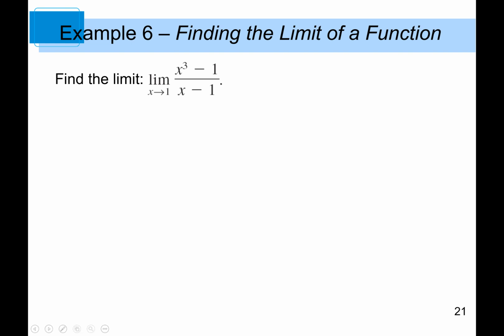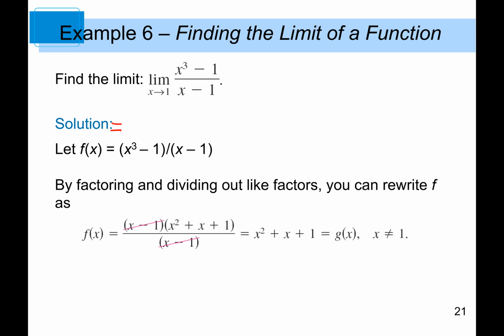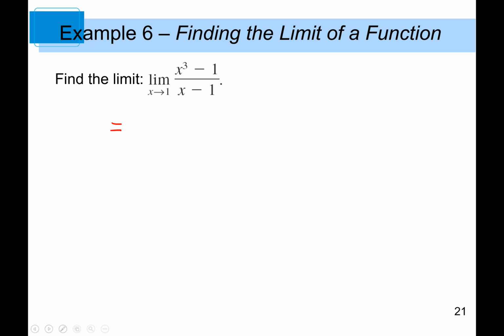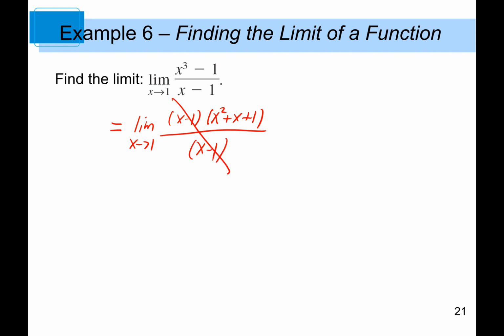Okay, so let's take a look at this one. This particular function, actually we can factor the numerator, right? So it becomes x minus 1, x squared plus x plus 1. As you can see now, if you cancel that, now we have a new function, which is x squared plus x plus 1. This function is exactly the same as that one, except when x equals 1, right?